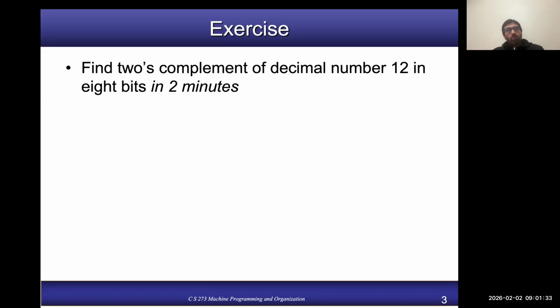So here we want to find the 2's complement of decimal number 12 in 8 bits in 2 minutes. Okay, so go ahead, start finding the 2's complement form of number 12. Which basically means you are required to find the binary of -12. And you need to generate the binary consisting of 8 bits. So the 8-bit binary of the number -12. Go ahead and do it.